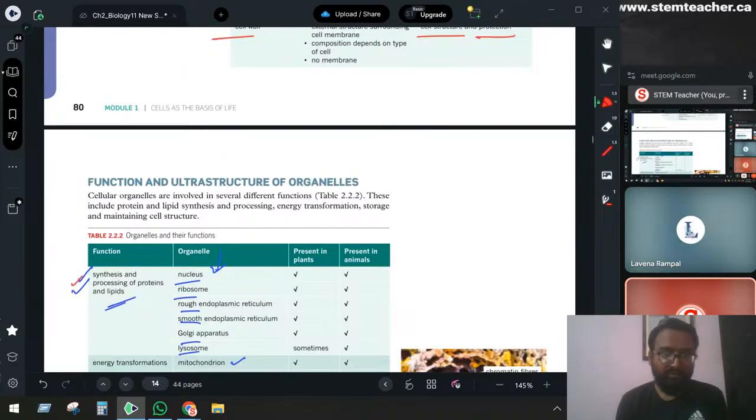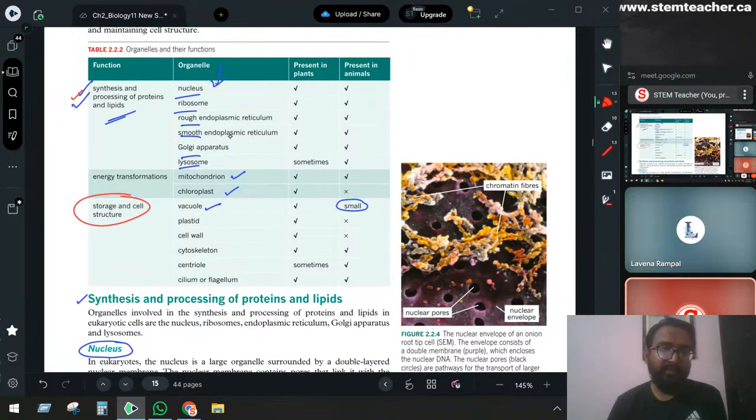It's important. Okay, and majorly we have to think about the two functionalities: synthesis and processing of proteins and lipids. The nucleus, ribosome, rough endoplasmic reticulum, then the smooth endoplasmic reticulum, then the Golgi apparatus. That is the order. First of all, the nucleus instructs what we have to do. Then the ribosome synthesizes. The rough endoplasmic reticulum will synthesize and modify the proteins. Then smooth, if it is not modified by the rough, then it goes to the smooth. Smooth will control the lipids. Then after that, it's the Golgi apparatus, then lysosomes.